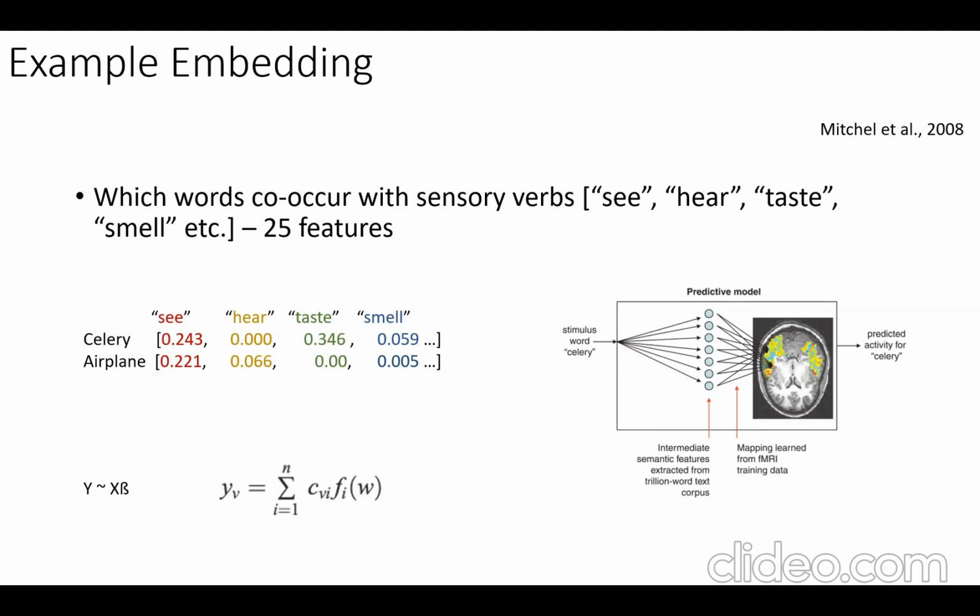It occurs 0 times with the word hear, because people don't hear celery, but it occurs a lot with the word taste. This is something that has been done, for example, by people doing engineering, and these people just take this model and embed the word celery with these 25 verbs. So they ask how often does celery occur with each of these 25 verbs, and they do the same for each word that was presented in the experiment.